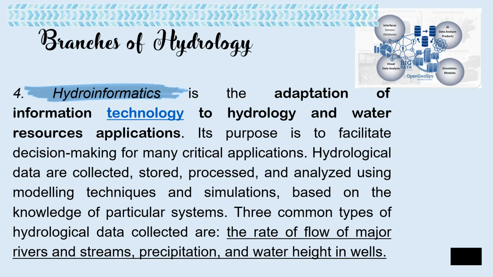Three common types of hydrological data collected are the rate of flow of major rivers and streams, precipitation, and water height in wells. Say for example, you want to pursue applied hydrology, so you start to gather information such as the temperature, turbidity, also the water height or level in some rivers or wells, also the flow of rivers and streams.